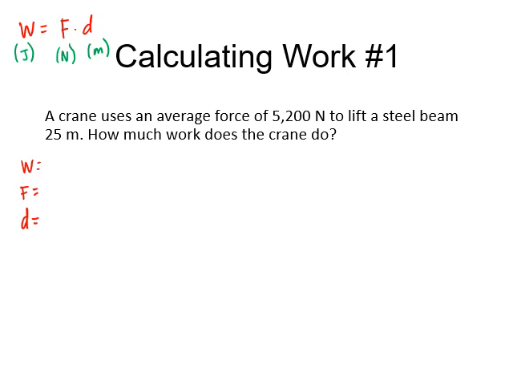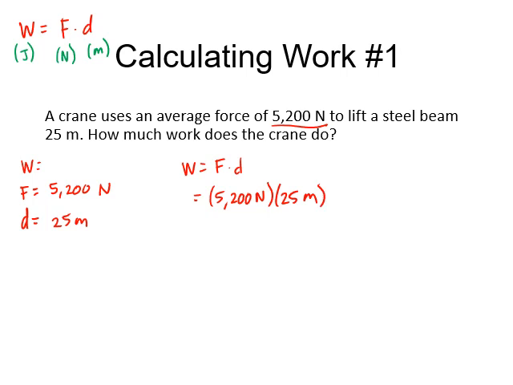So let's see what we're given here. First, we're given 5,200 newtons, which is a force. Then we're given a distance of 25 meters. Again, always ask yourself, are these the correct units to solve the problem? And in this case, we are. We're in both newtons and meters. So here, we can just plug in the force times the distance. That'd be 5,200 newtons times 25 meters, which is going to give us 130,000 joules.